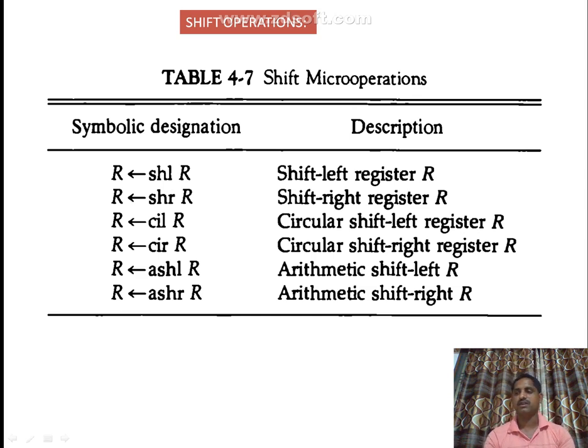In the logical shift, we transfer 0 to the serial input. We use the symbols SHL and SHR, that is, logical shift left and logical shift right. CIL is circular shift left and CIR is circular shift right, and ASHL is arithmetic shift left and ASHR is arithmetic shift right. So the different shift micro operations are: shl R, shift left register R; shr R, shift right register R; cil R, circular shift left register R; cir R, circular shift right register R; ashl R and ashr R, arithmetic shift left and right of R.